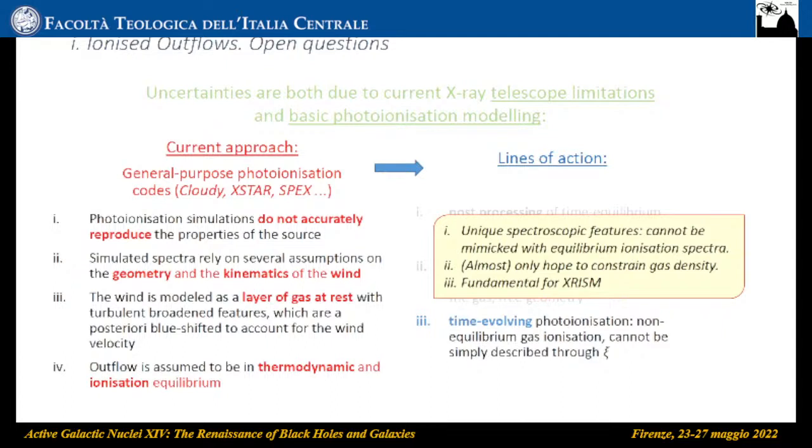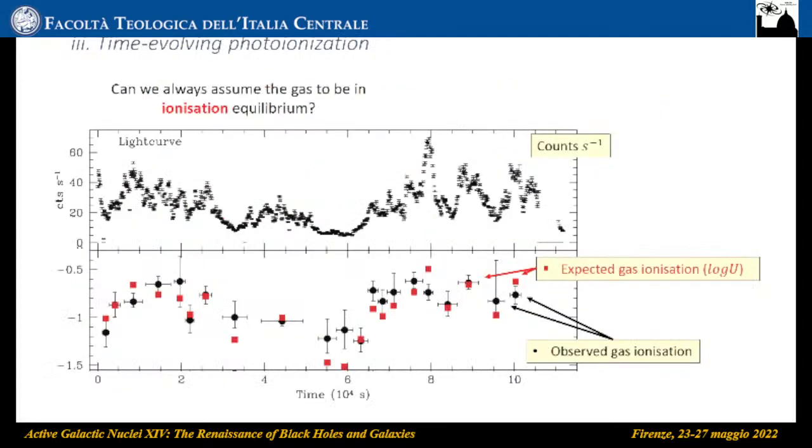So here is an example of the light curve of NGC 4051. You can see here the count rate over time. You can see it's highly variable. On the bottom panel, you can see in red squares the expected gas ionization based on such counts, and in black the observed gas ionization. So you can see that the gas is not able to respond to the luminosity variation, and so it is not in equilibrium with respect to the illuminating source.